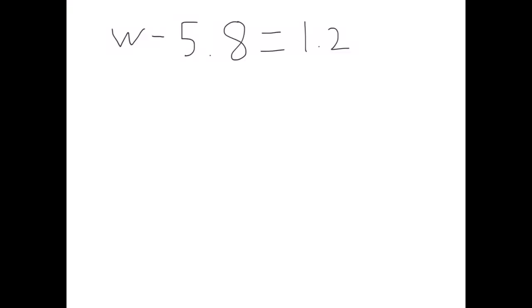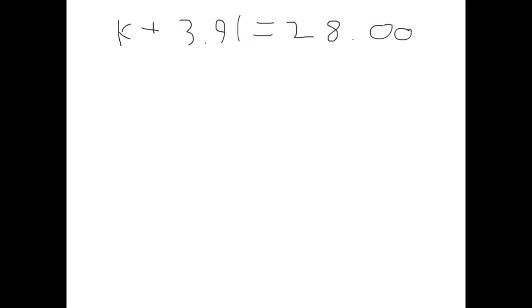Okay, so right now we have a subtraction problem. So because of that, we have to add 5.8 to each side. And so W equals 7. Okay, so now we have a subtraction problem. So we're going to have to subtract on each side. Basically, always the same.